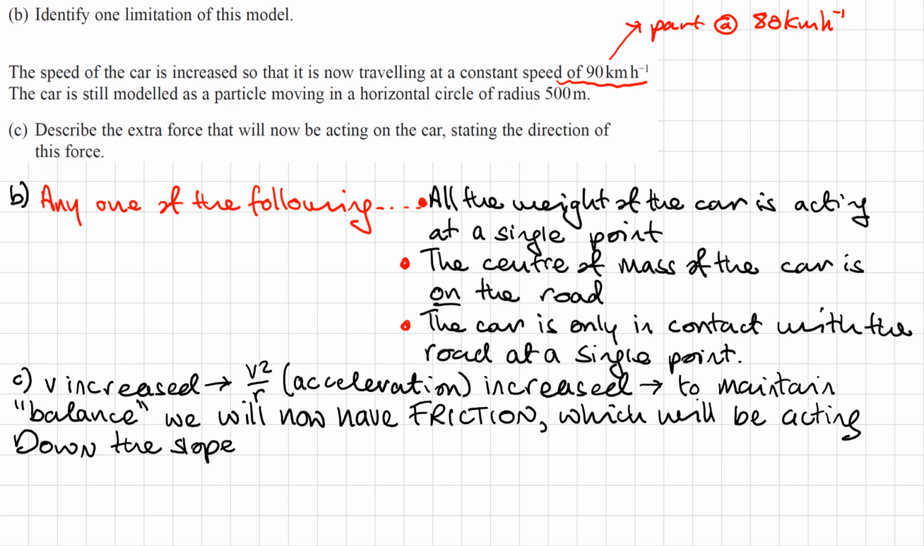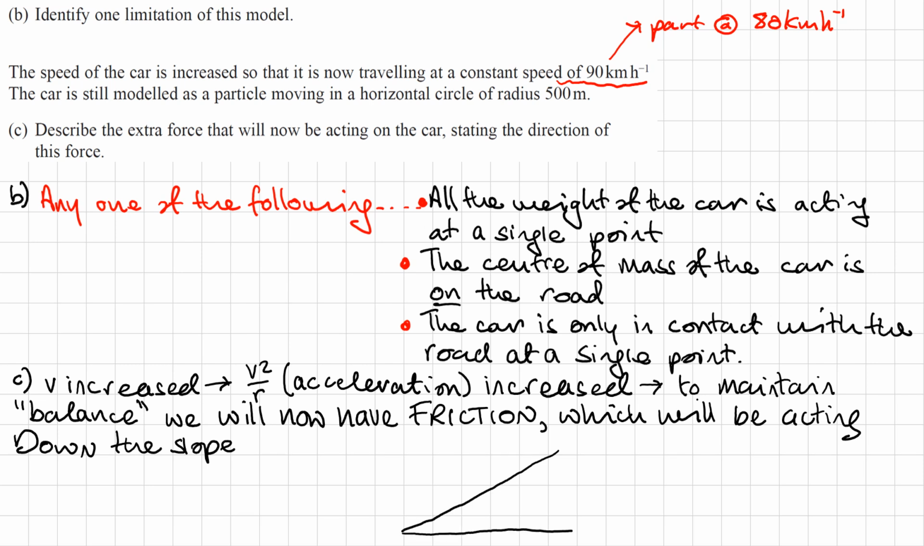Now, because v is increased, that means the acceleration will increase. That's v squared over r. And because that's increased, to maintain balance, I'll show you what that looks like in a diagram in a moment, we will now have to have friction, which will be acting down the slope. So just a little diagram to explain what's going on here.